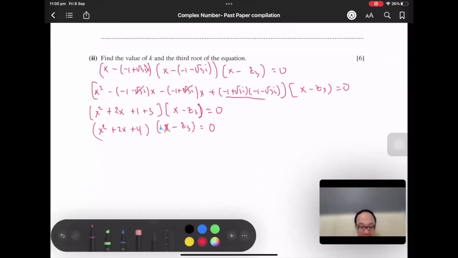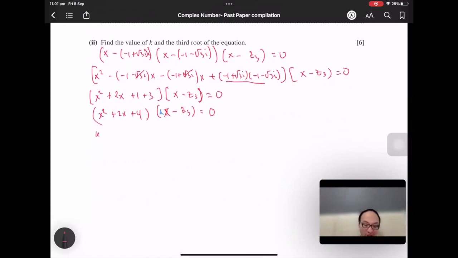So if we expand, we will have kx cubed plus 2kx squared plus 4kx minus the z3 will be a number. So the number should be, for example, I will have the letter a. So ax squared plus minus 2a x minus 4a equals to 0.